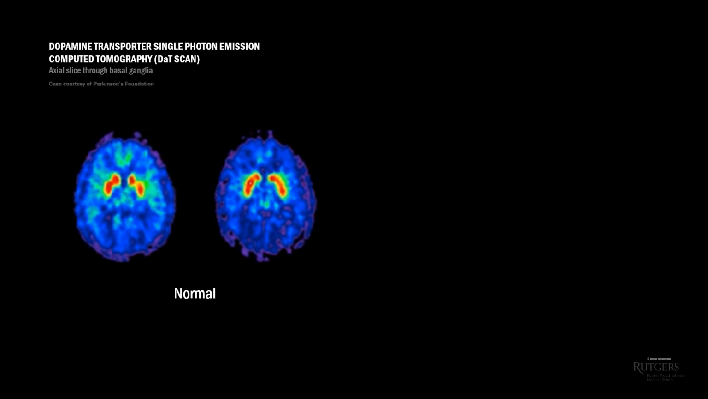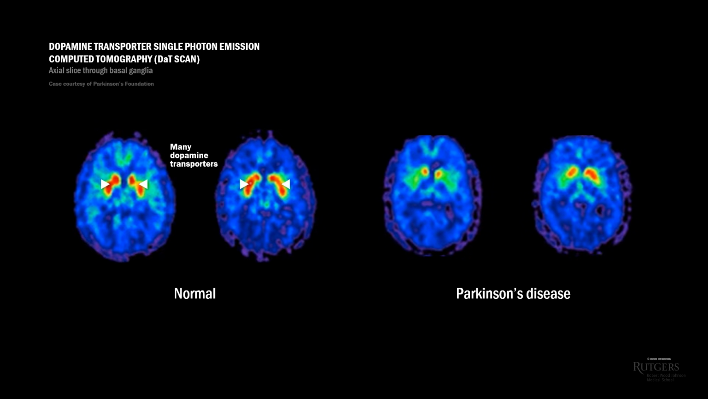Enter dopamine transporter single photon emission computed tomography, also known as dopamine transporter SPECT, or a DaT Scan for short. We use a radioactive tracer to label dopamine transporters. Colors correspond to signal intensity. Red is many dopamine transporters and blue is few. Notice how the basal ganglia lights up in a normal patient. Now compare that with a patient with Parkinson's disease.